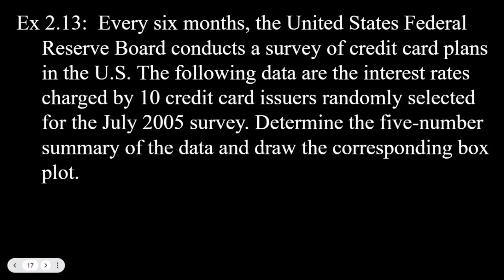Example 2.13. Every 6 months, the United States Federal Reserve Board conducts a survey of credit card plans in the U.S. The following data are the interest rates charged by 10 credit card issuers randomly selected from the July 2005 survey. Determine the 5-number summary of the data and draw the corresponding box plot.